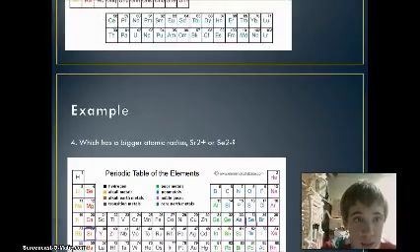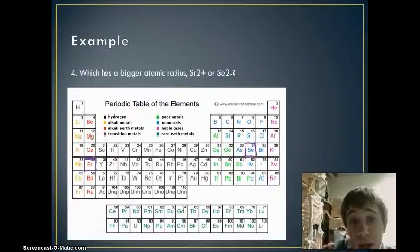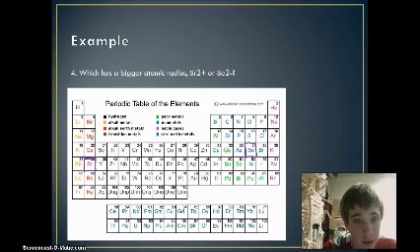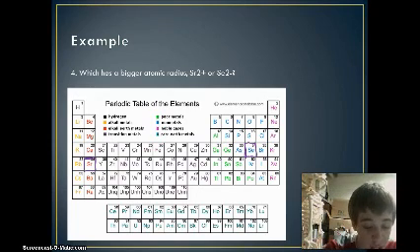Then we have the last one, number 4, which asks which has a bigger atomic radius, Sr2+ or Se2-. I'm going to start off by saying a negative ion is always bigger than a positive ion, so therefore Se2- is bigger.